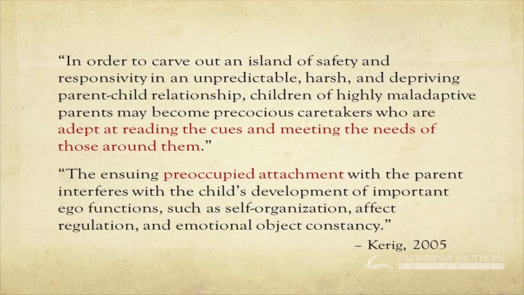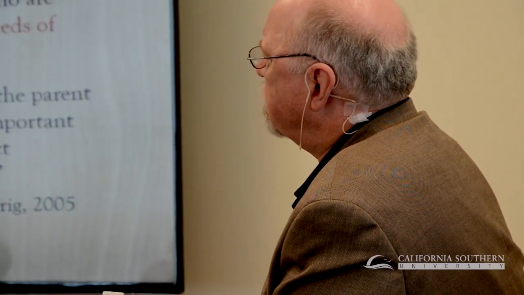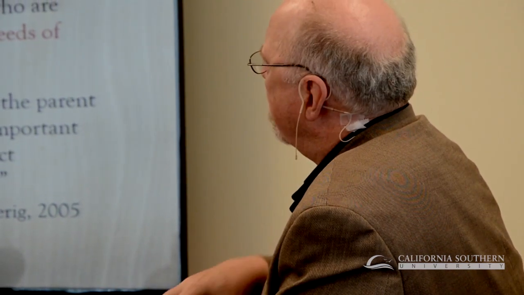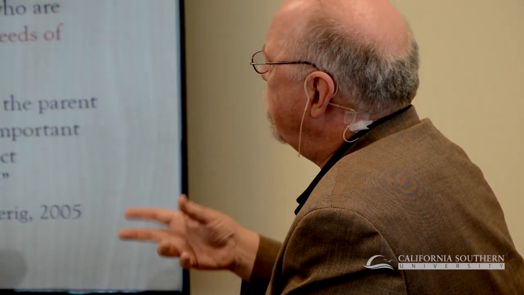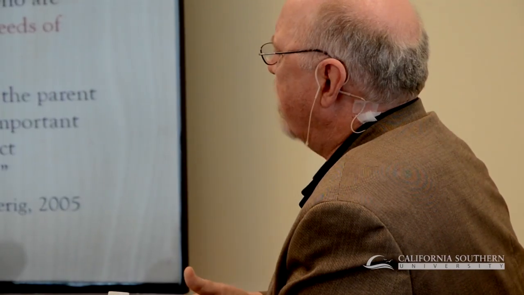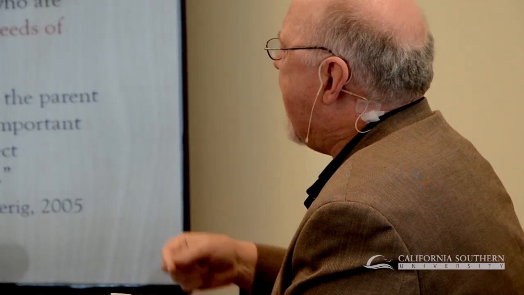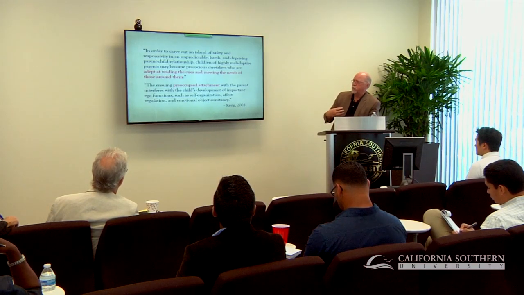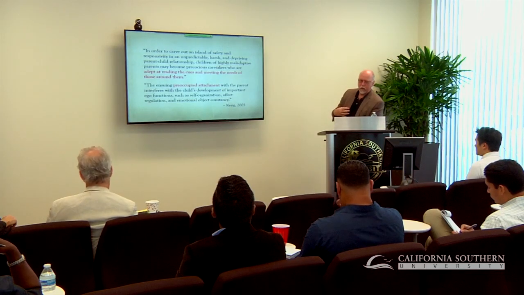In order to carve out an island of safety and responsivity in an unpredictable, harsh, and depriving parent-child relationship, children of highly maladaptive parents may become precocious caregivers who are adept at reading the cues and meeting the needs of those around them. The ensuing preoccupied attachment with the parent interferes with the child's development of important ego functions such as self-organization, affect regulation, emotional object constancy.